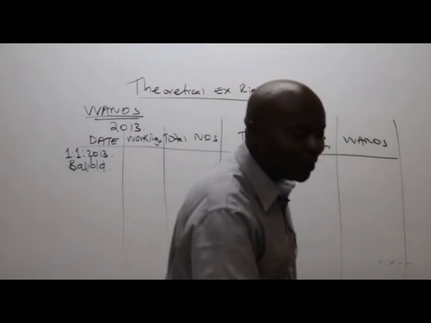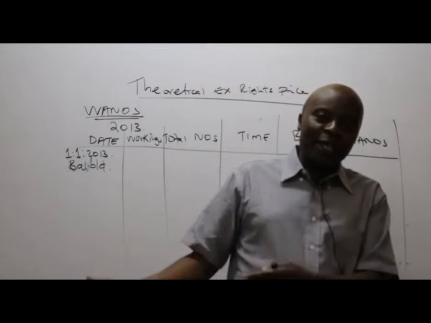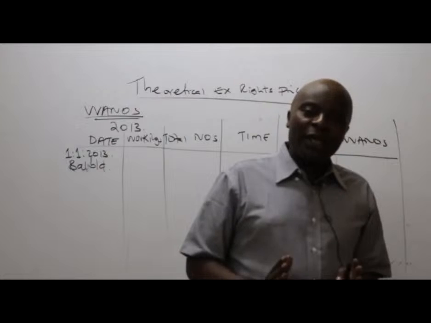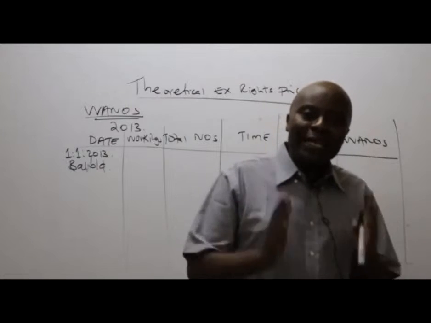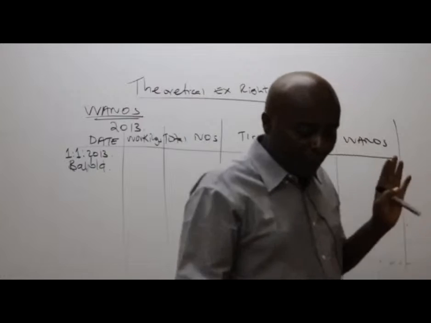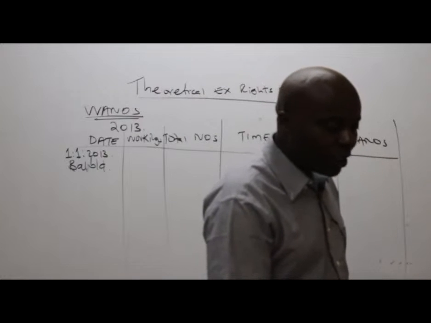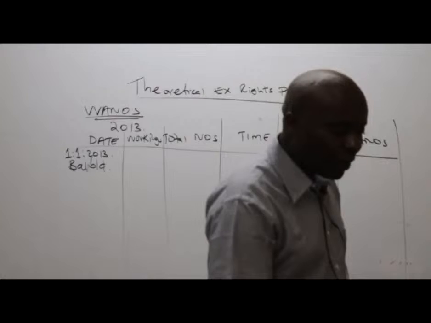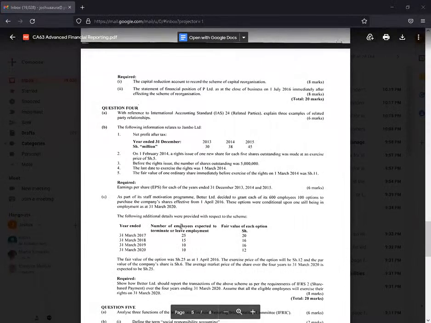Remember, do not start looking for preference shares here. This is about one-os. This is about the number of ordinary shares. We don't capture any other shares here. So 2013, ladies and gentlemen, this is what we have. You can see the year is ending 31st December.